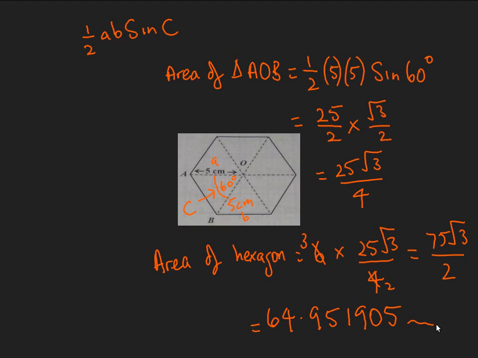So calculating what this is, that is equal to 64.951905, etc. And we want to approximate this to the nearest whole number. Well, 64.951905 is closer to 65 than to 64. So to the nearest whole number, this is equal to 65 centimeters squared. And that's it.